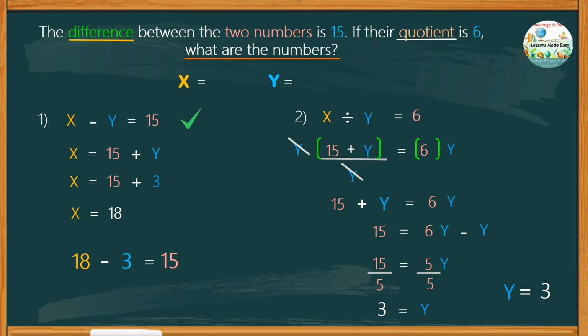How about the second equation? X divided by y equals 6. That makes 18 divided by 3 equals 6. These values are also correct. So it is now clear that the two numbers are 18 and 3.